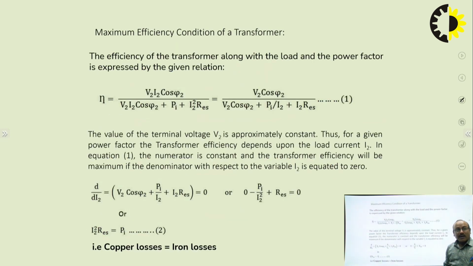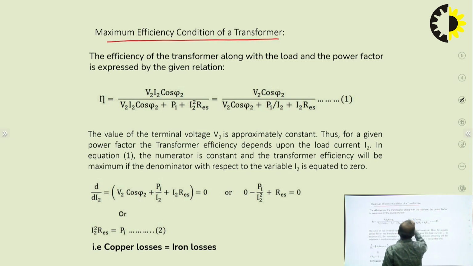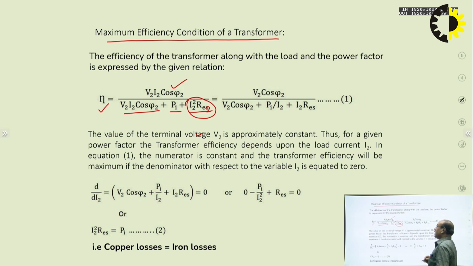So again, how do we find the condition for maximum efficiency of a transformer? Already we have seen the efficiency of the transformer is given by this expression: V2I2 cos phi 2 upon V2I2 cos phi 2 plus iron or core losses plus copper losses, which can be written as I2 square into RE2. RE2 is the equivalent resistance on the secondary side and I2 is the current on the secondary side. So total copper losses are given by I2 square RE2. It includes copper losses of both sides, primary as well as secondary.